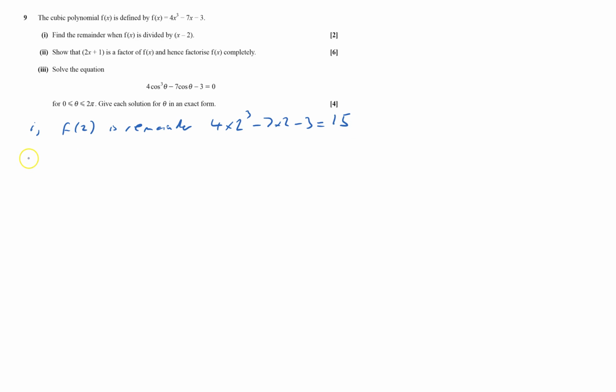That's nice and easy. Part 2, I've got to show that 2x plus 1 is a factor of f of x, so I need to find f of, when does this come to 0? That would be x is minus a half. If this is 0, that will show that 2x plus 1 is a factor. So that's 4 times negative a half cubed minus 7 times negative a half minus 3, and that does equal 0, and therefore 2x plus 1 is a factor.